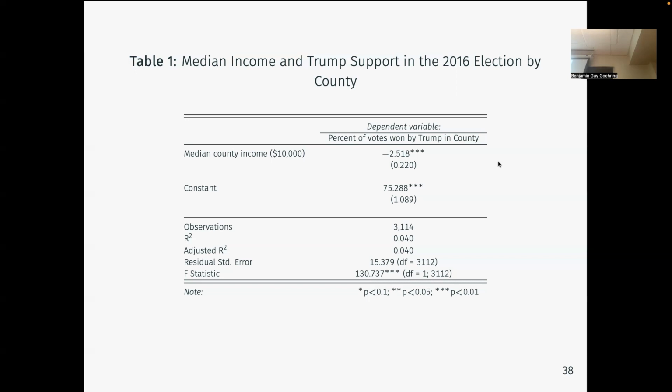The constant here is, we're doing a throwback to math class from high school, but this line right here is slope intercept form. Y equals, you guys probably can't see this, Y equals mx plus b. This is our beta. This is share of vote. This is median income.